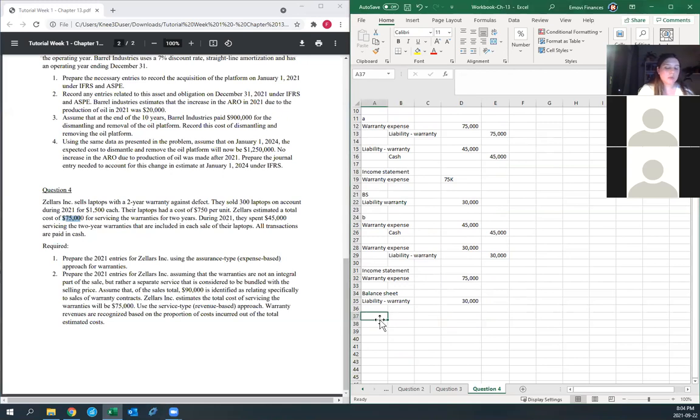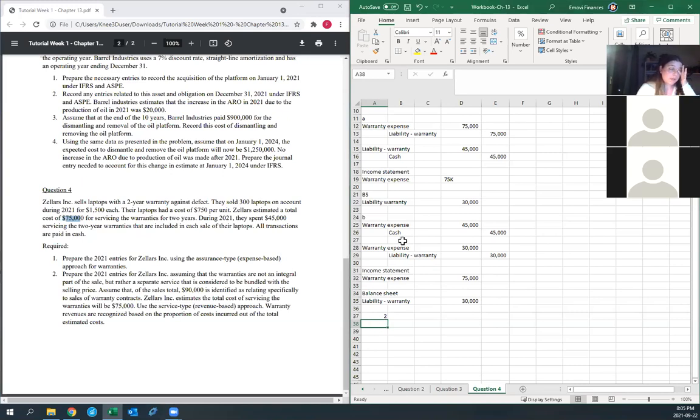And then for requirement 2, we're going to look at the revenue approach. So prepare the 2021 entries for Zellers Inc., assuming that the warranties are not an integral part of the sale, but rather a separate service that is considered to be bundled with the selling price. Assume that of the sales total, $90,000 is identified as relating specifically to sales of warranty contracts. Zellers Inc. estimates the total cost of servicing the warranties will be $75,000. Use a service type revenue-based approach. Warranty revenues are recognized based on the proportion of costs incurred out of the total estimated cost.